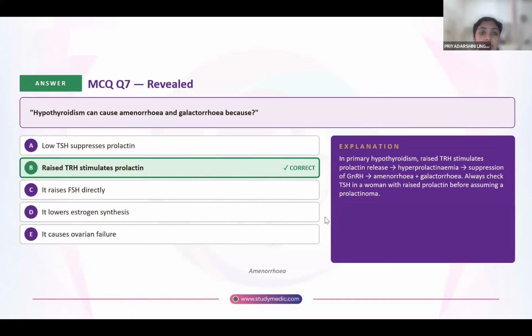Now, whenever the woman has primary hypothyroidism, what happens? The TRH level is high. This TRH level will lead to stimulation of your prolactin. So this prolactin causes hyperprolactinemia. Hyperprolactinemia causes amenorrhea by suppressing your GnRH, and also hyperprolactinemia causes galactorrhea. So whenever you're thinking in terms of prolactinoma, you should always rule out hypothyroidism also. These hormones are structurally similar and hence there is this cross action of these hormones.